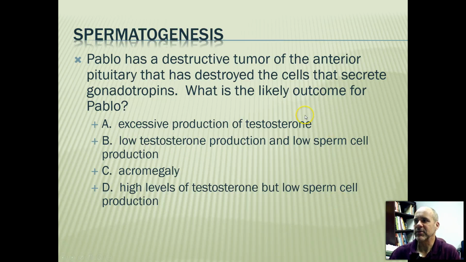So this is not a multiple answer. He's not making LH and FSH, so will he have excessive production of testosterone? I don't think so, because he's not producing LH, and LH is required to stimulate testosterone production by the interstitial cells. Low testosterone production, low sperm cell production. Yeah, most likely, if he's not making FSH and LH, you've got to have those two hormones to trigger that to take place. Acromegaly, blast from the first part of the semester. No, that is stimulated by overproduction of growth hormone after the growth plates have closed.